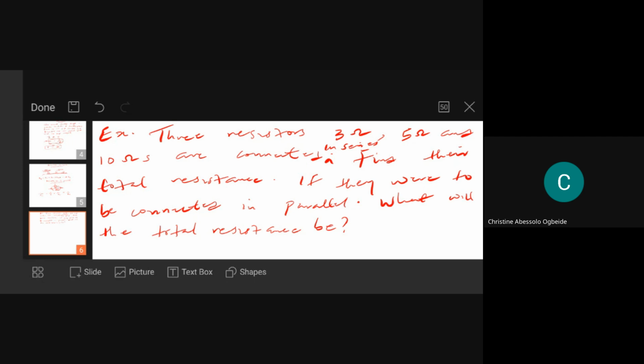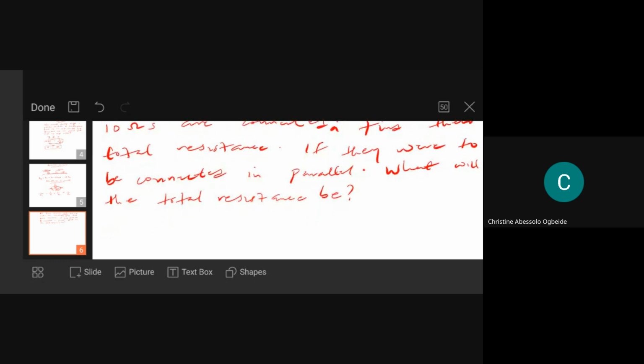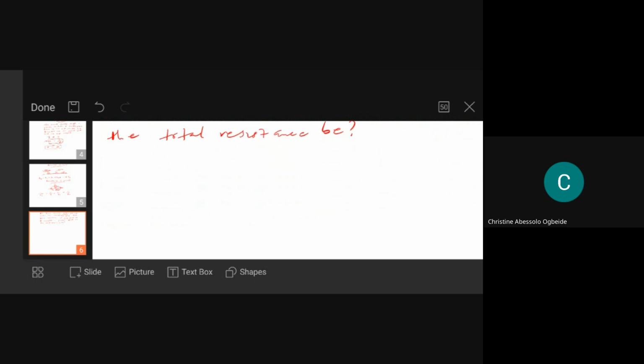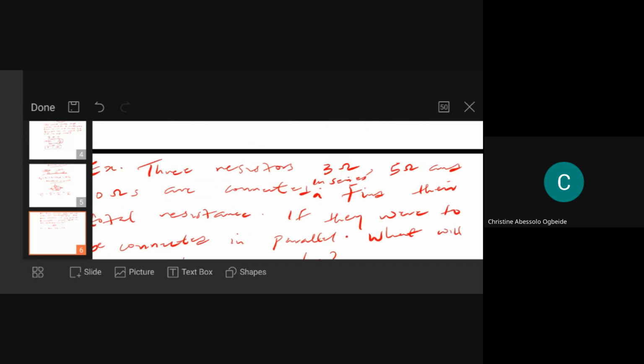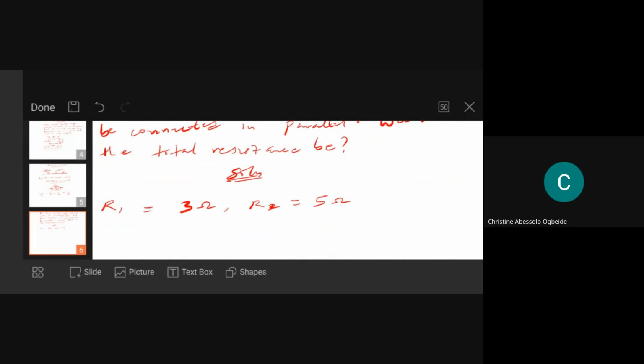Now they said we should find their total resistance. And the B part now said, if they were connected in parallel, what will the total resistance be? Okay, so let's start. Firstly, the solution is a very simple one. Let's label them like this. R1 is 3 ohms. R2 is 5 ohms. Yes. And then R3 is 10 ohms, and they said they were connected in series.